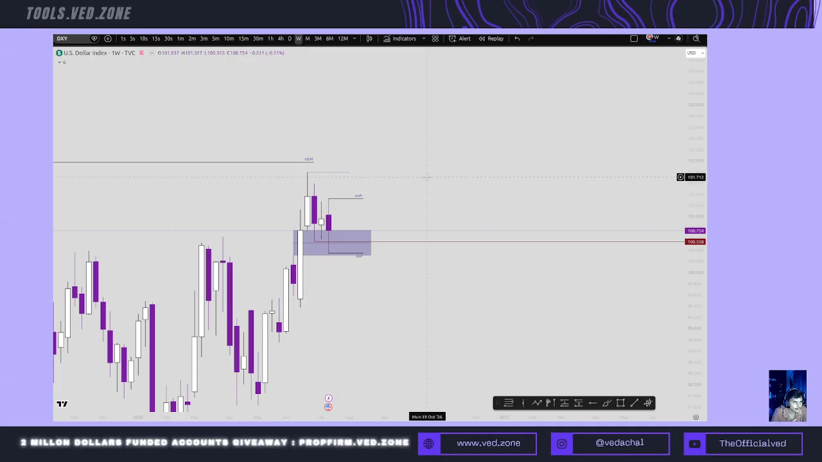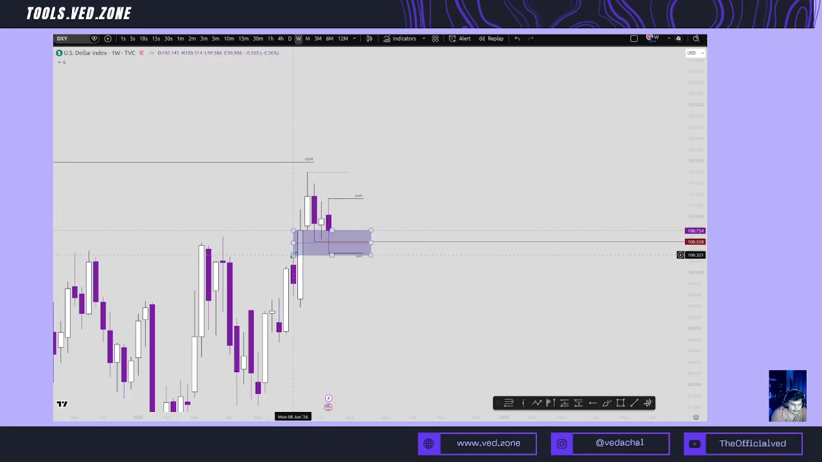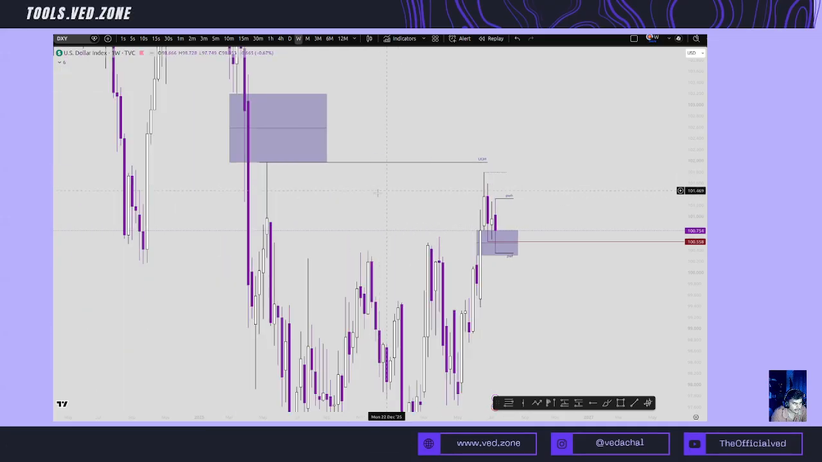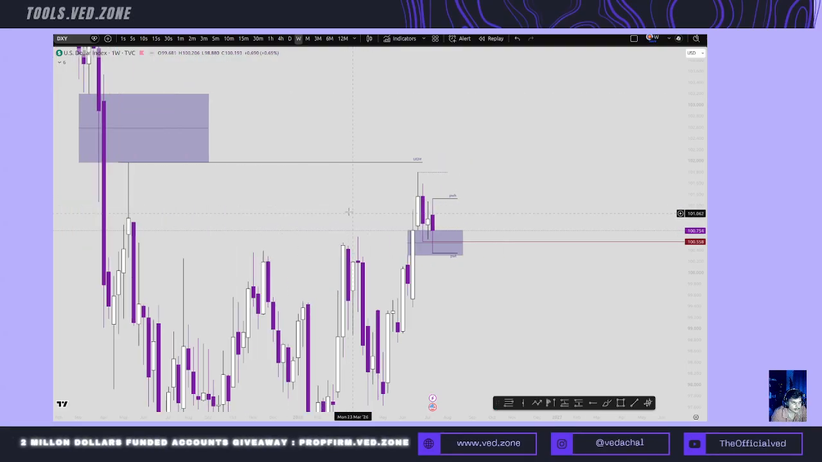So just looking at the weekly chart, as long as price doesn't close the weekly candle below this level at 100.321, we are bullish only. Once it closes below, then we can look for other bias. So I'm expecting it to go up only, eventually tapping this monthly imbalance. That is as per the weekly chart.